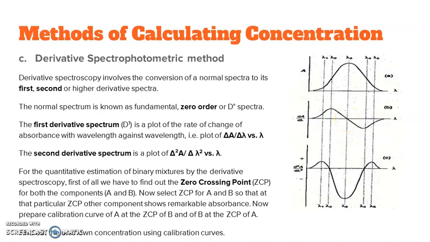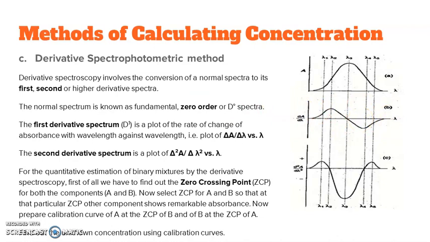this particular point I call the zero crossing point. Okay, first of all we need to find out the zero crossing point for both the components, which is component A and B. Now select the zero crossing point for A and B, so that at that particular zero crossing point other components show remarkable absorbance. Now prepare the calibration curve of A at this particular wavelength. Which wavelength? The wavelength at zero crossing point. Prepare the calibration curve of A at zero crossing point of B, and prepare the calibration curve of B at zero crossing point of A.